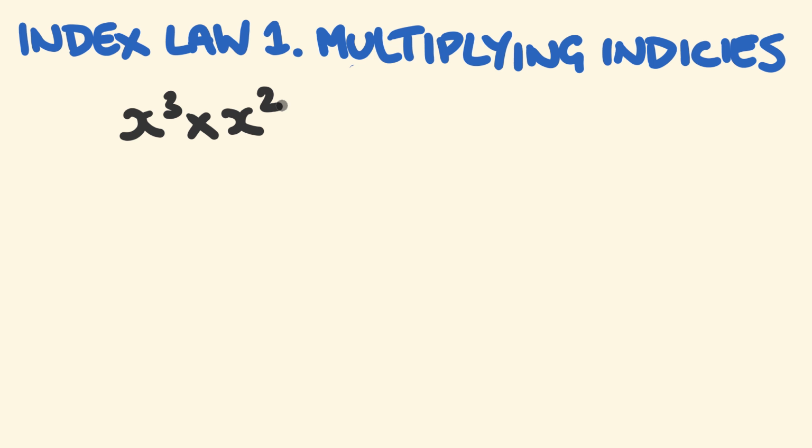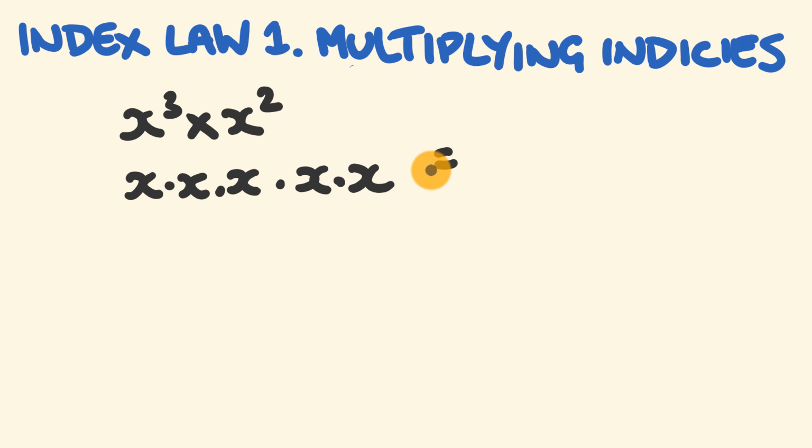Now using the index laws, we can work this out really simply, but I'm going to show you how to work this out the long way first. As you can see here, x to the power of 3 is equal to x multiplied by x multiplied by x. And to this, we're multiplying x to the power of 2, which is x multiplied by x. And then we are multiplying these two together, like we said. Now you can see quite simply that this is x to the power of 1, 2, 3, 4, 5. This is x to the power of 5.